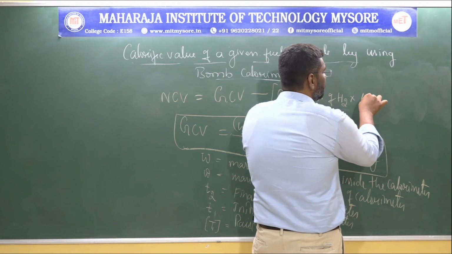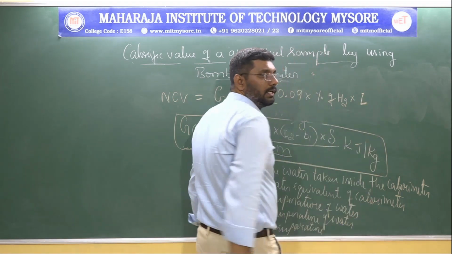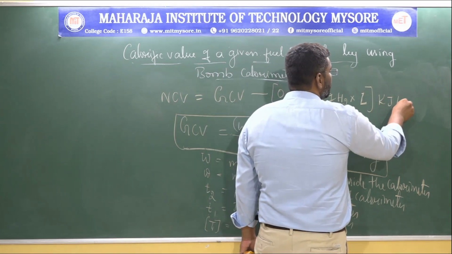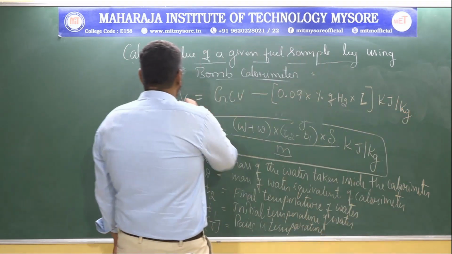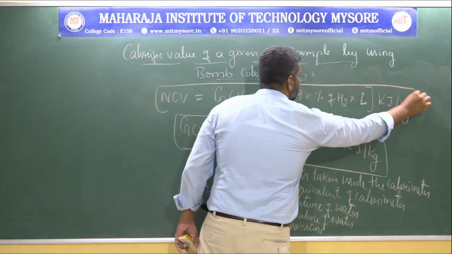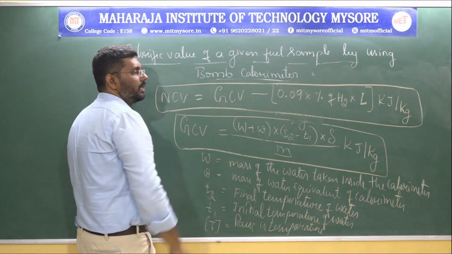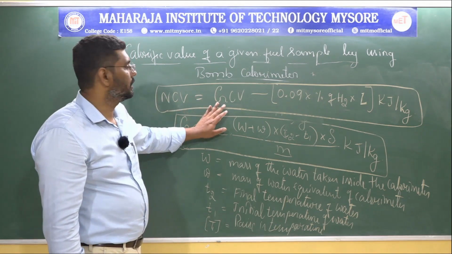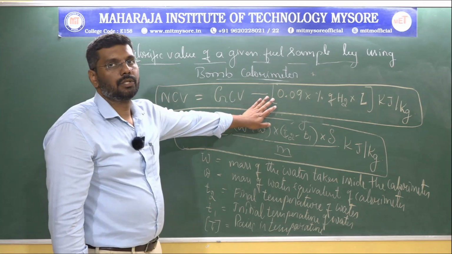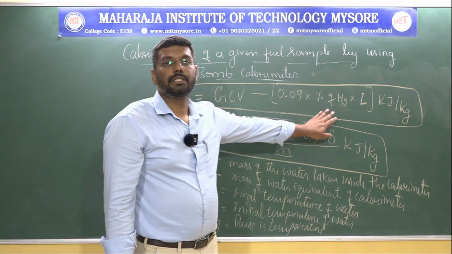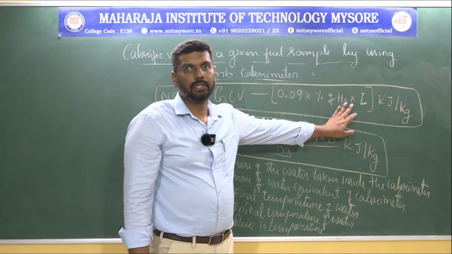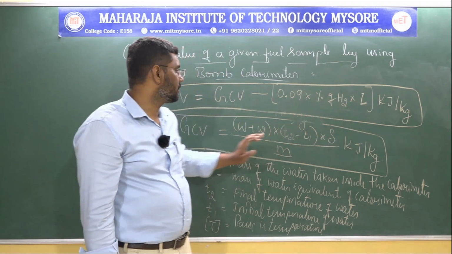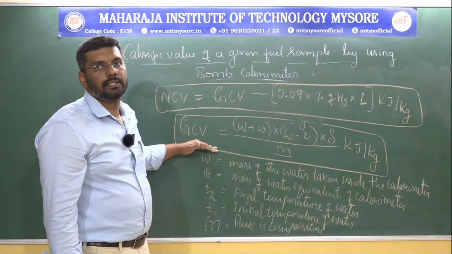L is nothing but the latent heat of steam, and the unit for that is kilojoules per kg. So this is the expression we use to calculate NCV. Hopefully it is very clear. NCV is nothing but GCV minus 0.09 into percentage of hydrogen present in that particular fuel into latent heat of steam, kilojoules per kg. So this is the difference between GCV and NCV.